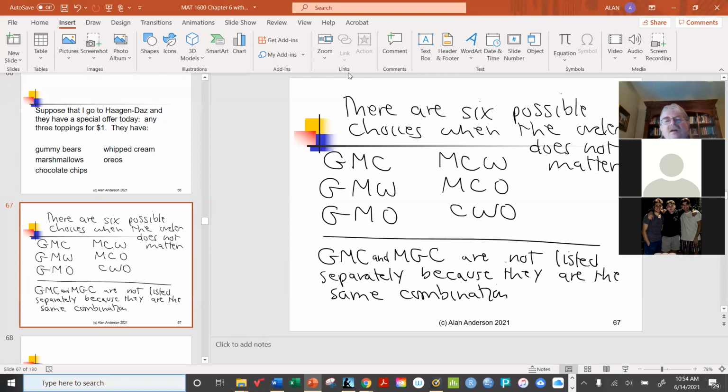In other words, if 2 people walked up to the Haagen-Dazs window and the first one says, I want gummy bears, marshmallows, chocolate chips. And the second one says, I want marshmallows, gummy bears, and chocolate chips. You couldn't tell them apart. The 2 people who chose the same 3 toppings, you couldn't tell their ice creams apart because they're just all sitting on the top anyway. So these are considered the same. So there's only 6 distinct or unique combinations that we can create when we pick 3 toppings out of 5.